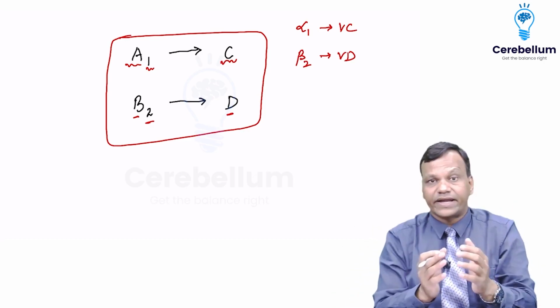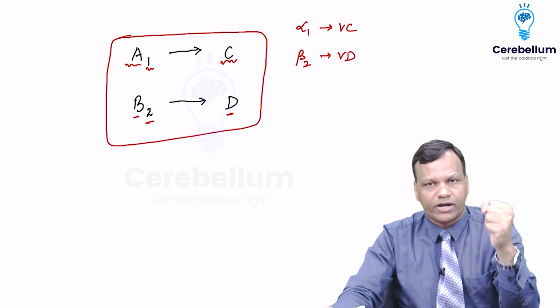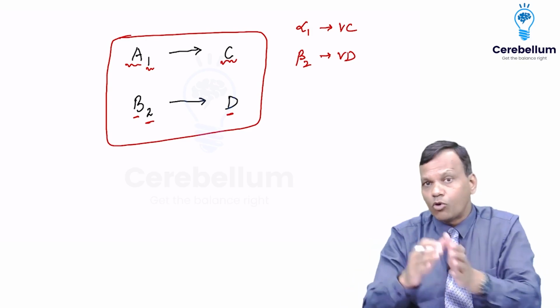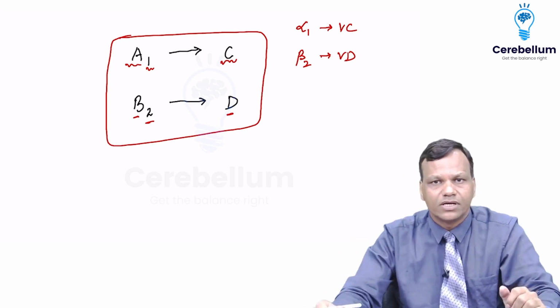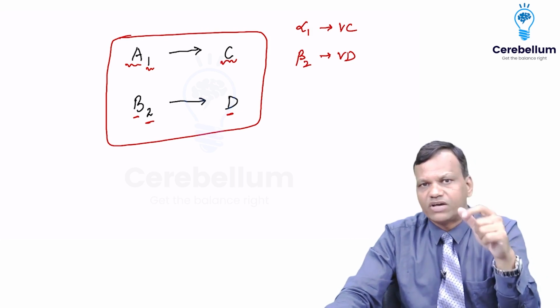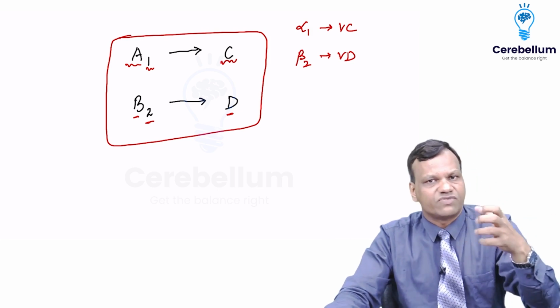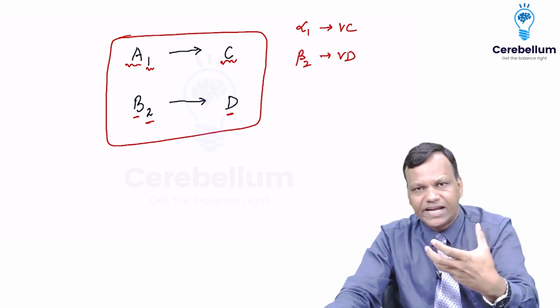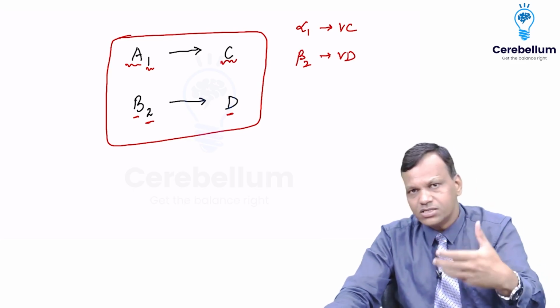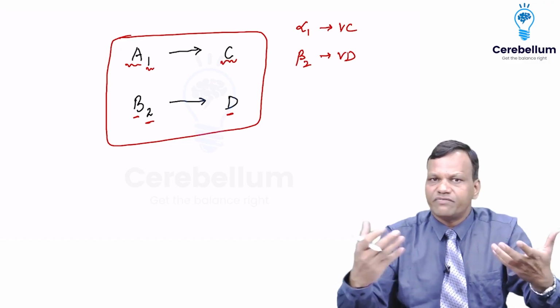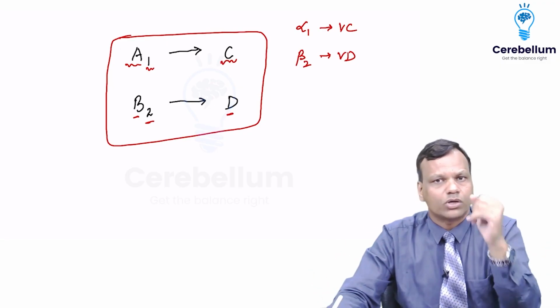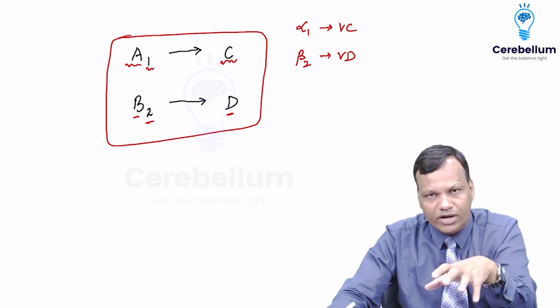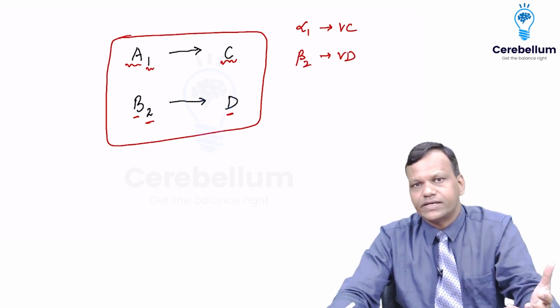If a blood vessel contains more alpha 1, that will contract. If a blood vessel contains more beta 2, that will dilate. So there will be different effects on different blood vessels. Some blood vessels will contract, some blood vessels will dilate on sympathetic stimulation, because the relative number of receptors will be different in different blood vessels. But now the question is, which blood vessel will contract and which blood vessel will dilate?